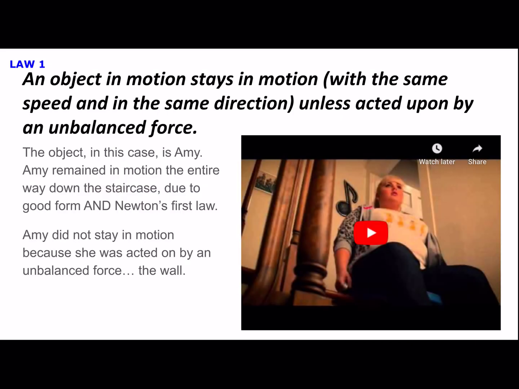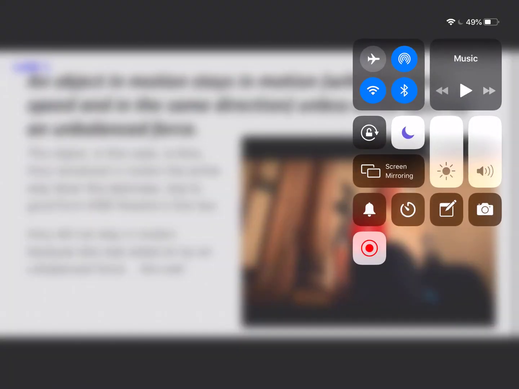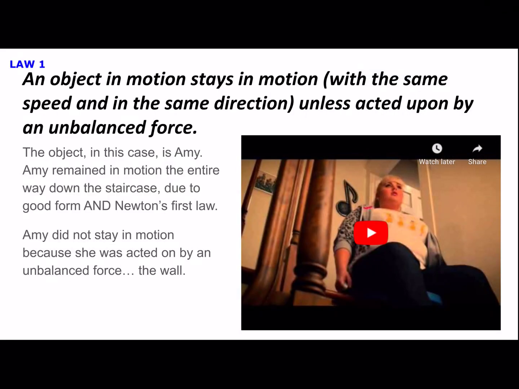All right, now, and sorry if I keep checking the side, my iPad has been timing me out, so I want to make sure this is still recording.